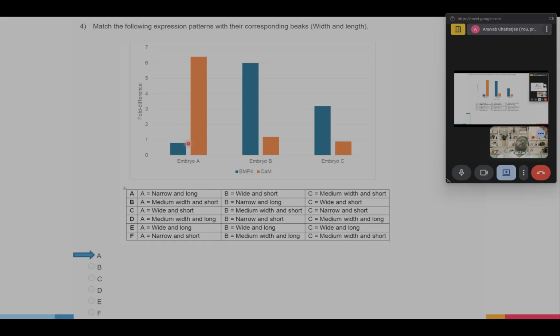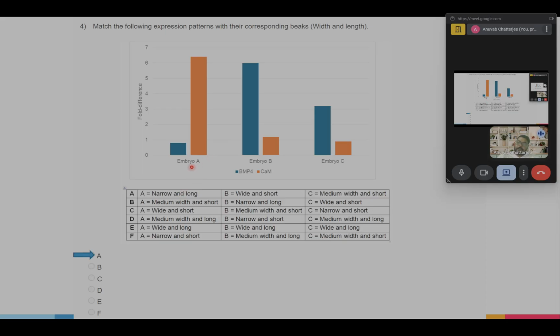Okay, after learning all of that, let us look at how exactly we can predict the type of beak a particular finch will have based on the expression of BMP and calmodulin. So the first thing is that BMP is low, which tells us that embryo A will have a very narrow beak, and calmodulin is high, so it will have a longer beak.